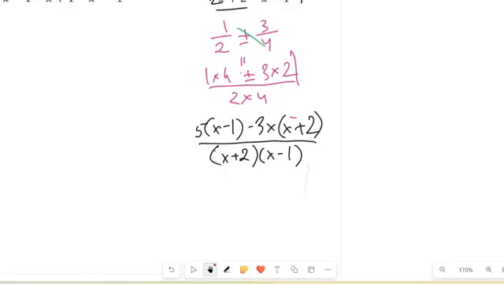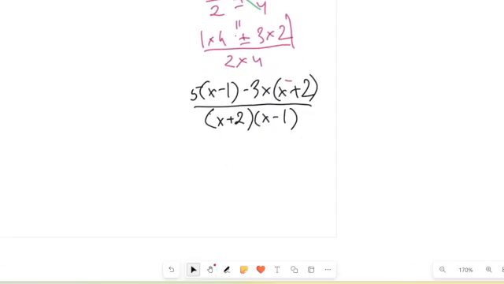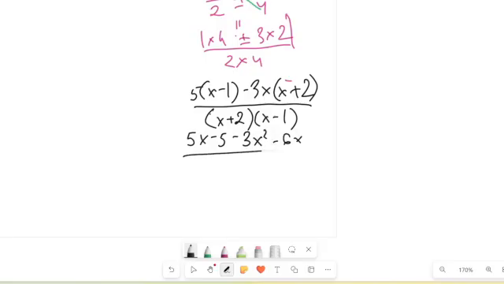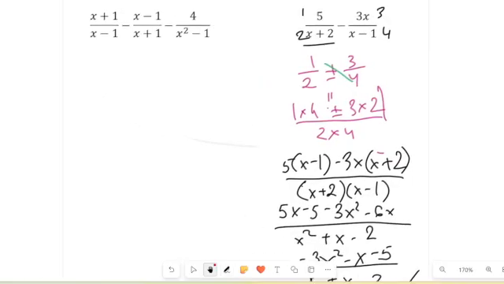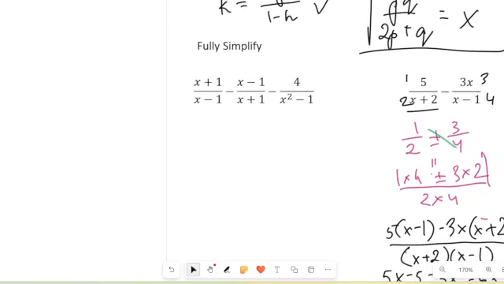Okay, now what do we have to do with this? Let's simplify and remove the brackets to get the simplest form, and that will be 5x minus 5 minus 3x squared minus 6x all over x squared plus just x, and then minus 2. The top part will be minus 3x squared minus x, and then minus 5x squared plus x minus 2. And that's your answer. So for this one, you can see that this one is slightly different.